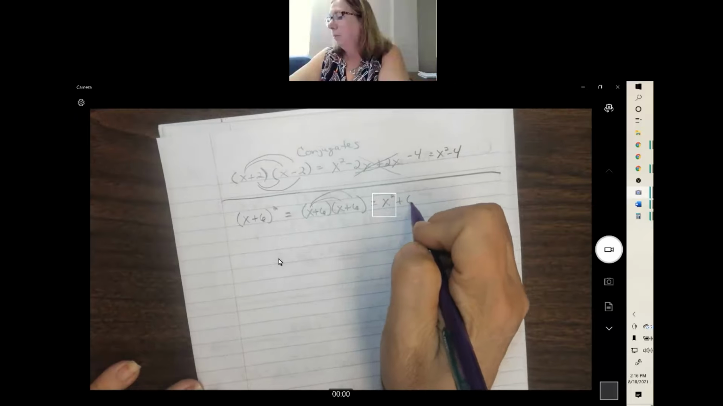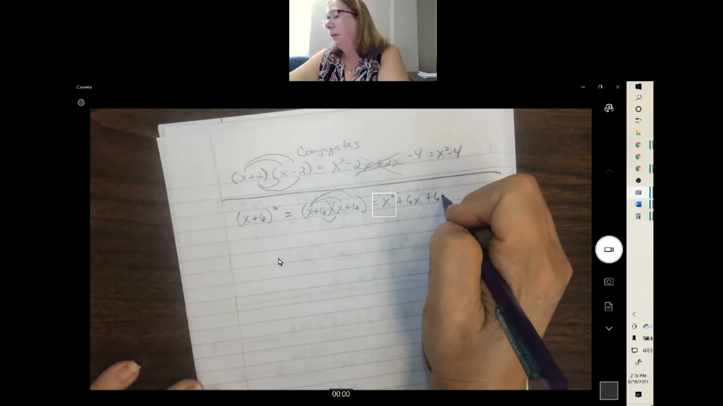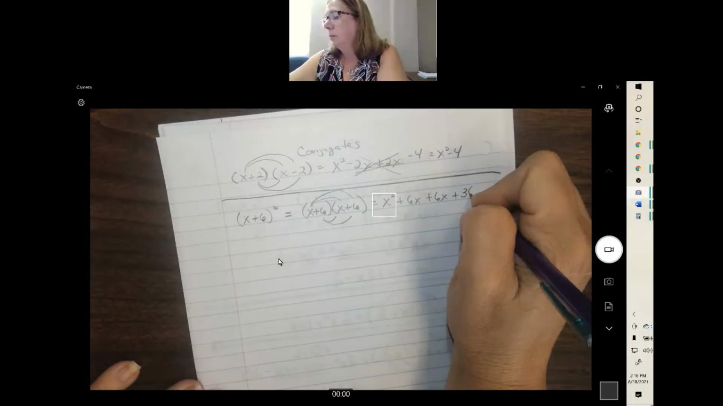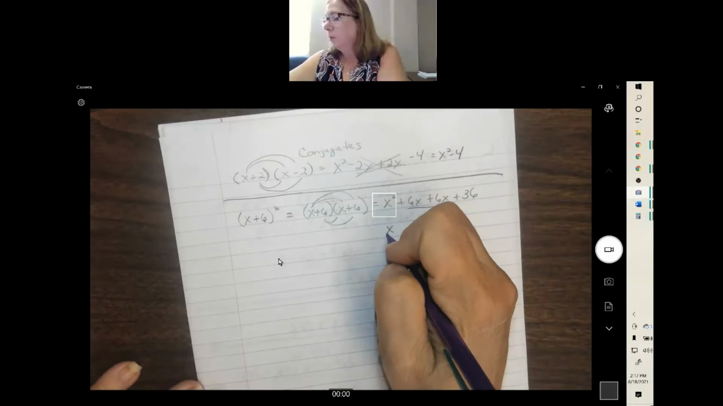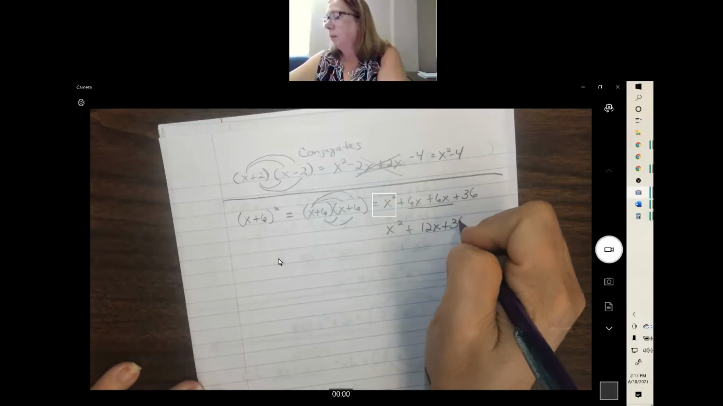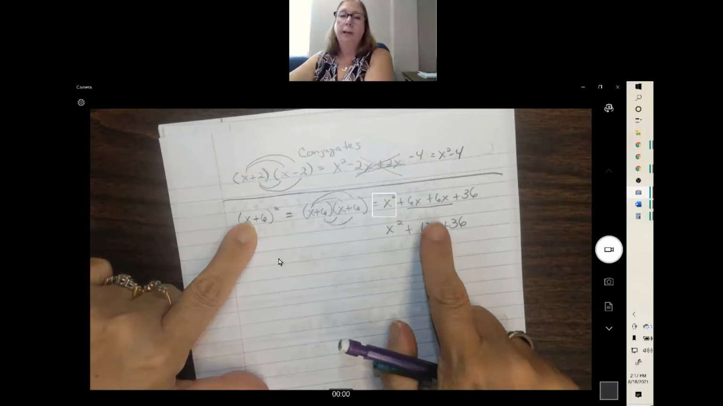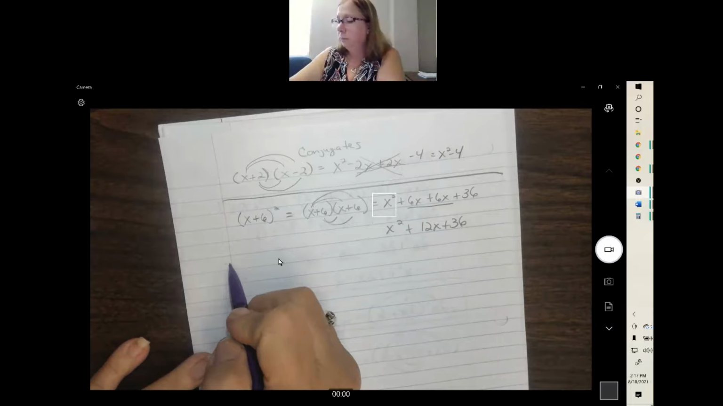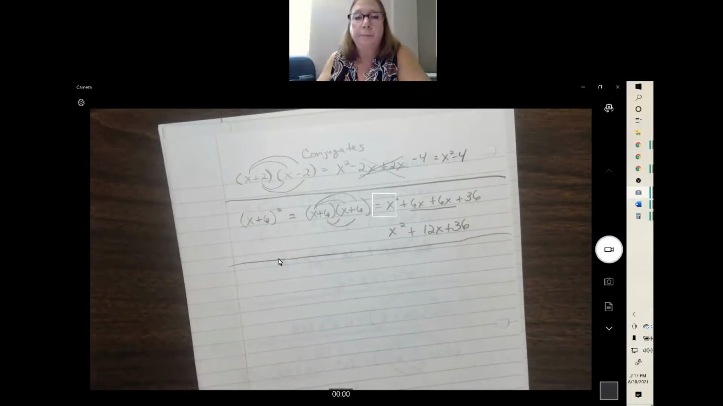plus 6x. Multiplying the inside, another plus 6x. And the last two, 6 times 6 is 36. Combine the middle terms: x squared plus 12x plus 36. So if you only square these two, then you're losing that middle term. Any questions on that?